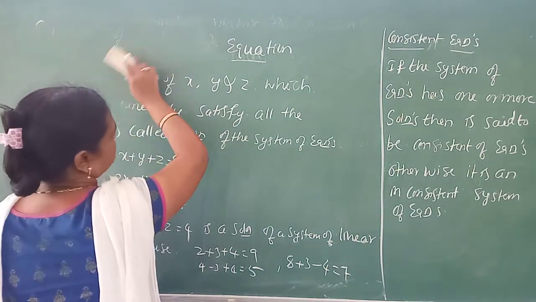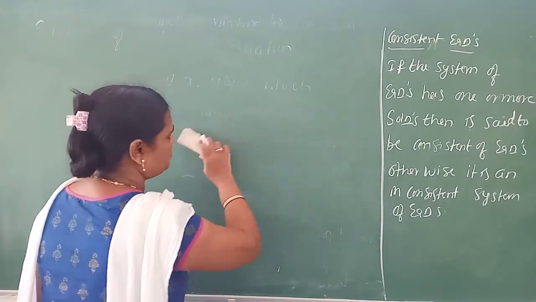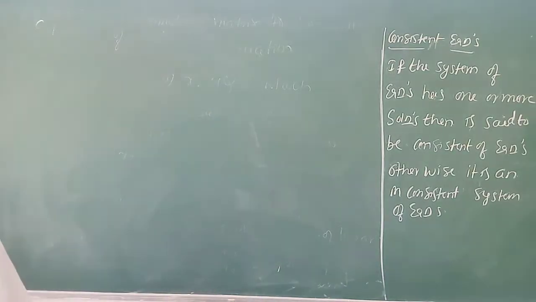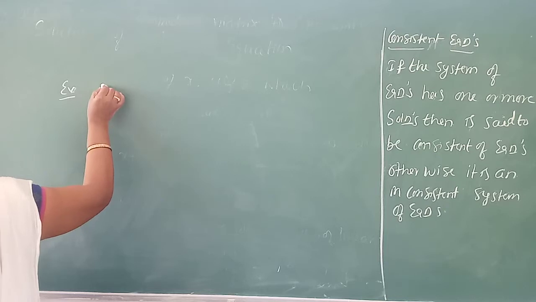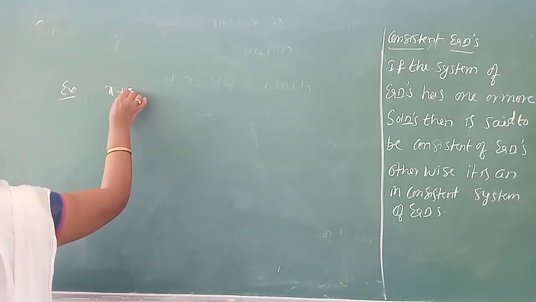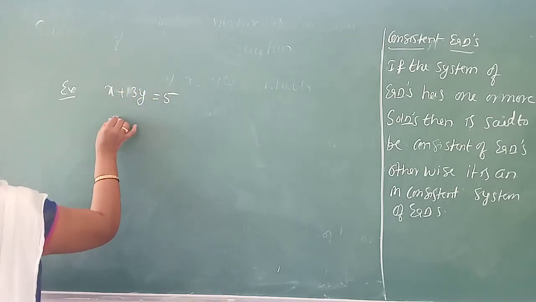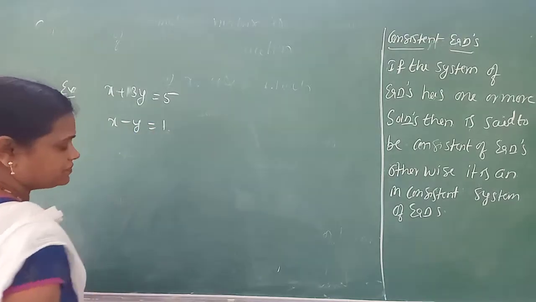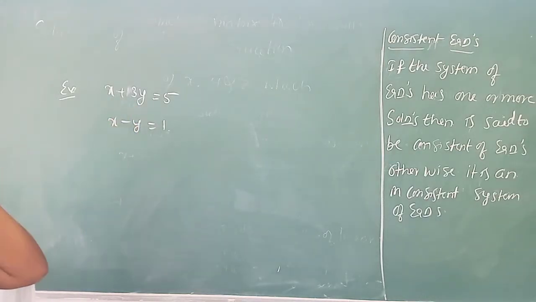Based on that, we have already done solve by matrix method, the same thing. Next, I will take one example. See an example: x plus 3y is 5, x minus y is equal to 1.